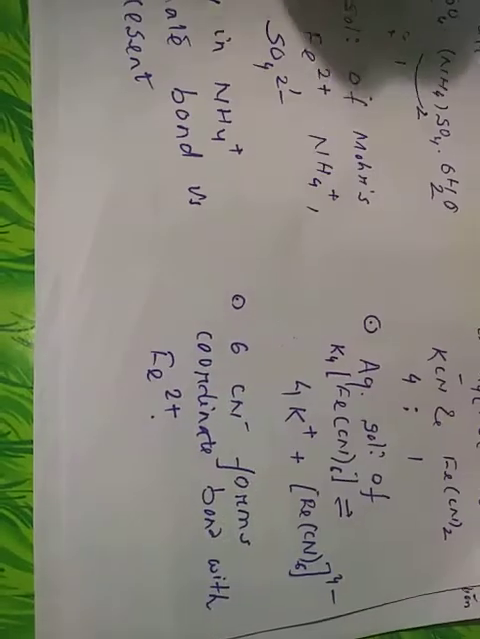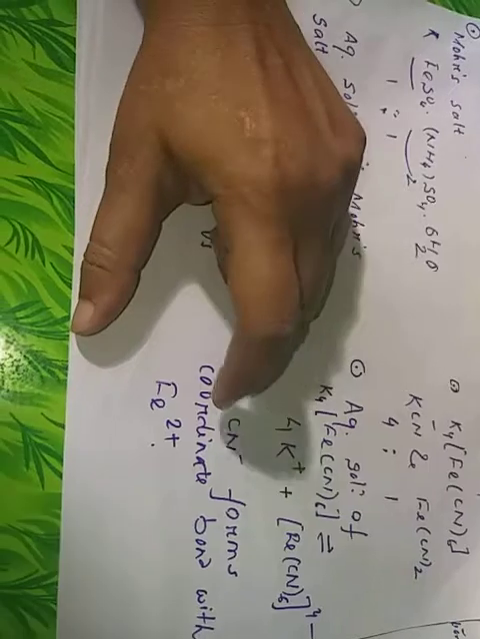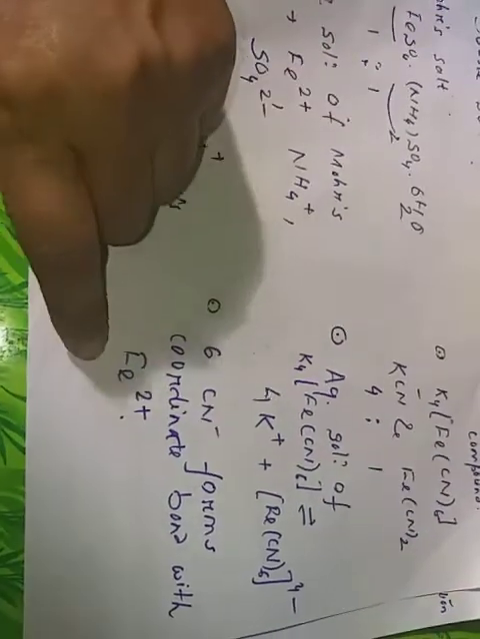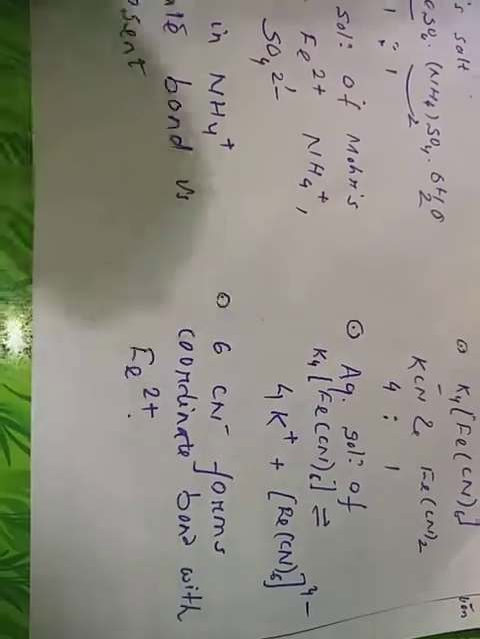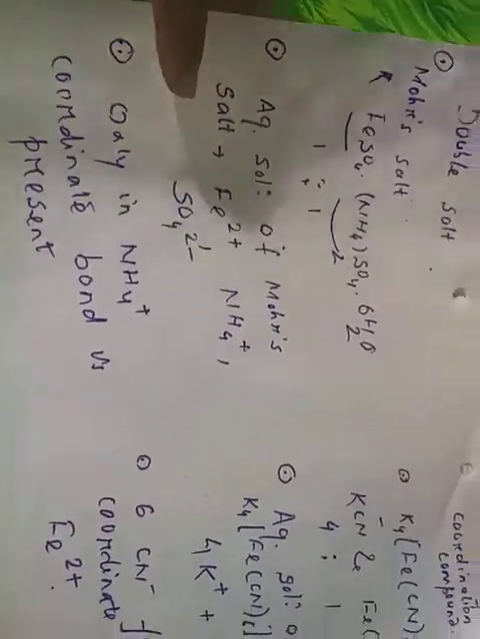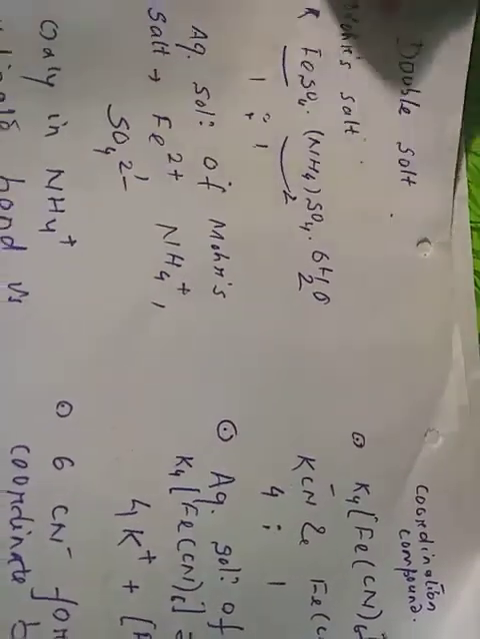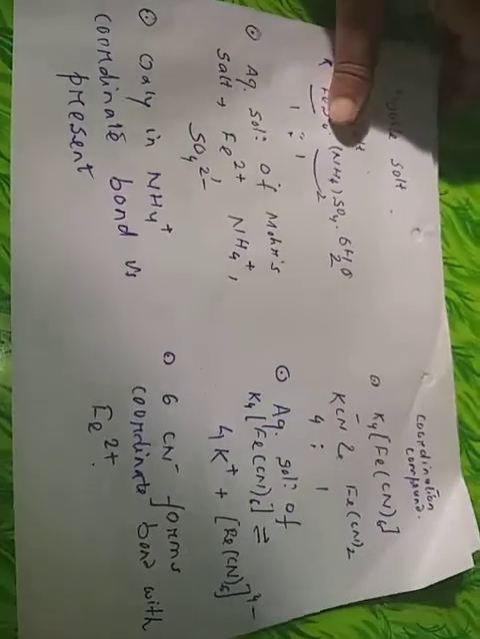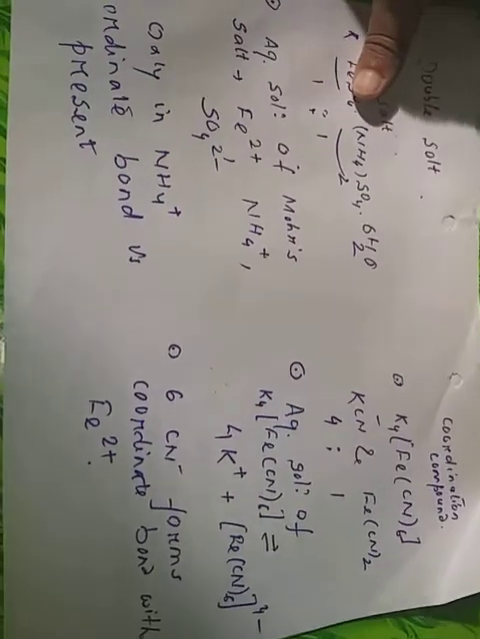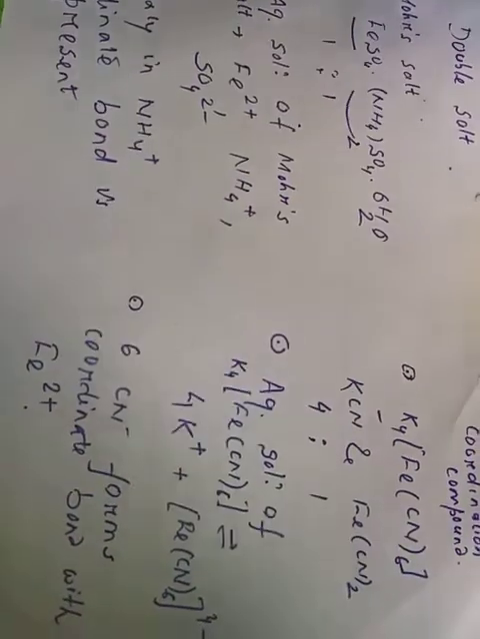So in this ferrocyanide, the 6 cyanide ions form 6 coordinate bonds with 1 Fe2 plus. The ammonium ion and other examples are also there, which could form the coordinate bond. Okay, so this is how we describe the difference between a double salt and a coordination compound. Now coming to one question.